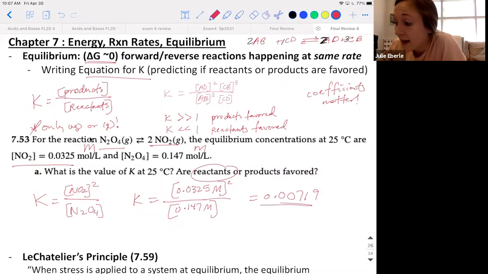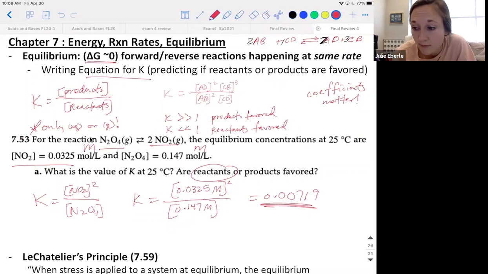Now that you have K, what if I said you do another reaction, but you only know that your concentration of NO2 is like 0.15. What's the concentration of N2O4? All you do is you plug in K and you plug in your concentration of NO2, square it, you solve for N2O4, okay?